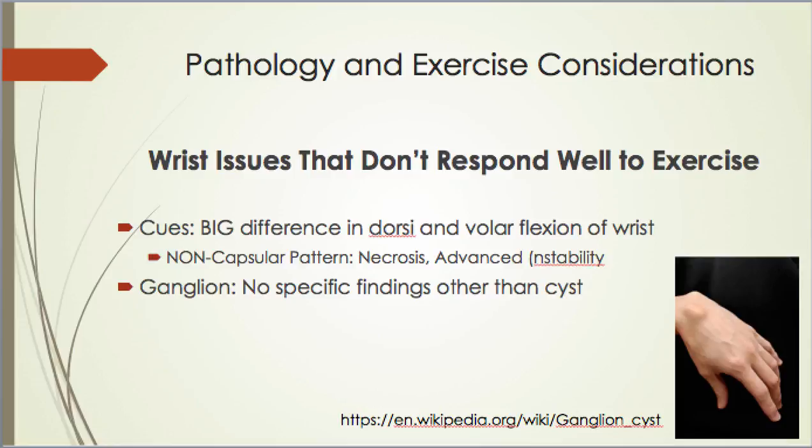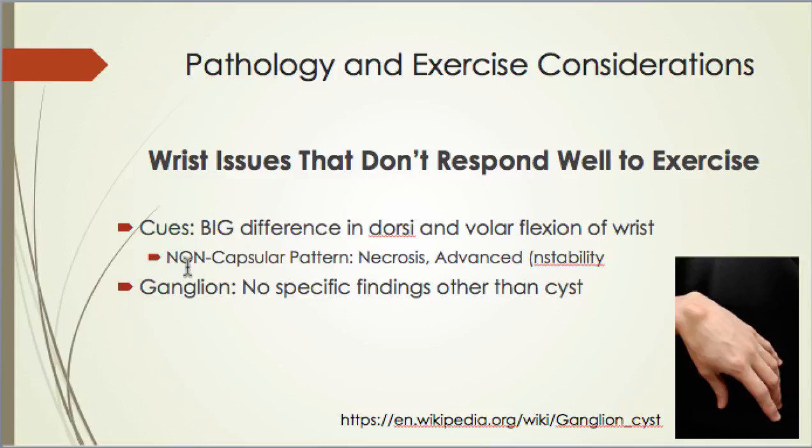So, of course, we want to know when exercise won't help. So in the wrist, there are a couple of issues. Number one, a clue is a big difference in dorsiflexion and volar flexion of the wrist. So if they can extend the wrist to 80 degrees but only flex it to 25 or 30, that's a huge difference. That's what we call a non-capsular pattern.